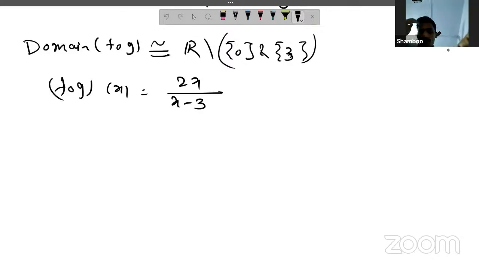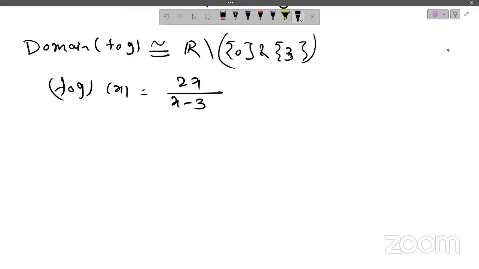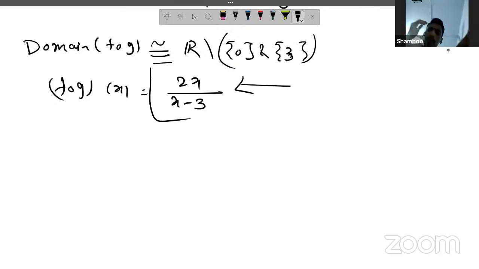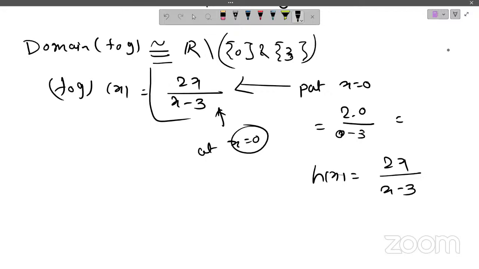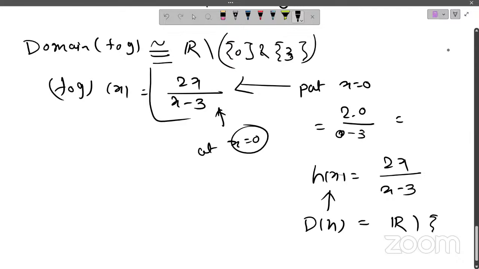In this expression, if you put 0, we have removed 0 by the first condition. So we just cannot go through what f composite g looks like, because here the function seems to be defined at 0. If I consider h of x equal to 2x upon x minus 3 and ask you to find the domain of h, what will you say? All real numbers excluding 3, right?